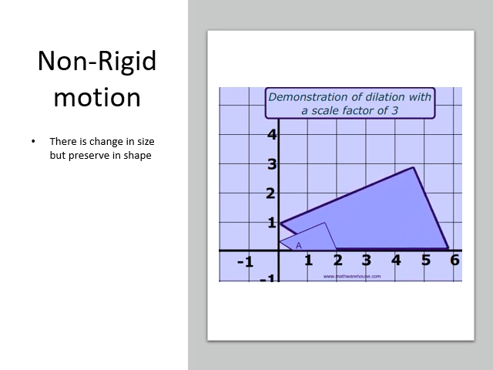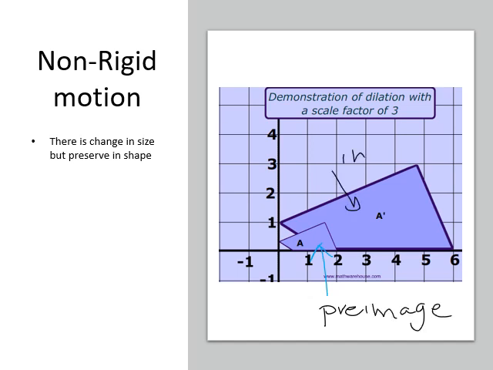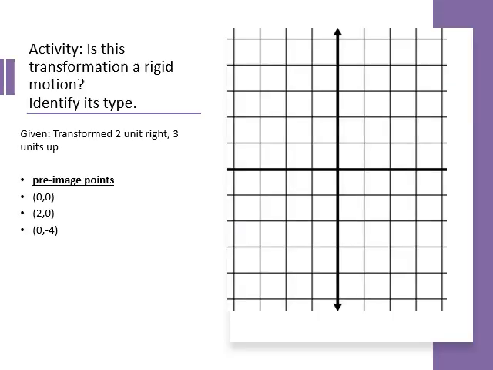Going to non-rigid motion, there is a change in size but the shape is preserved. So it's the same shape, but I have figure A, which was small. This is the pre-image, my original image. It becomes A prime, which is the image. This is a demonstration of a dilation, which is a non-rigid motion. Dilation is like shrinking or getting bigger. That's what dilation is.